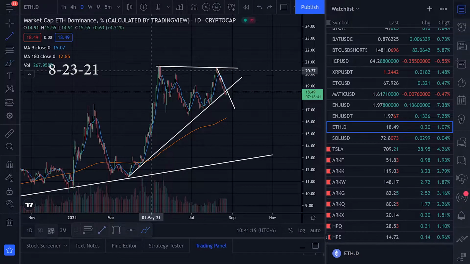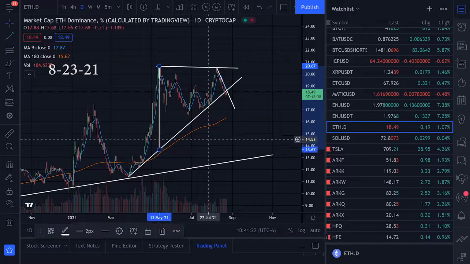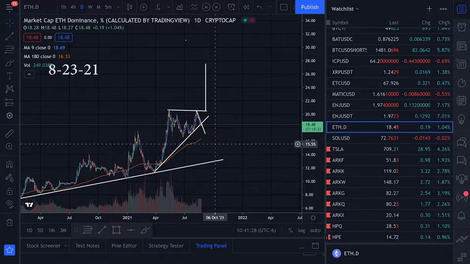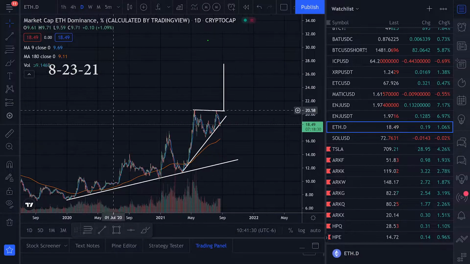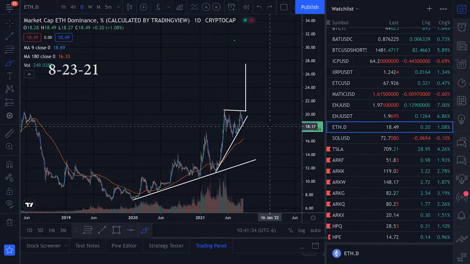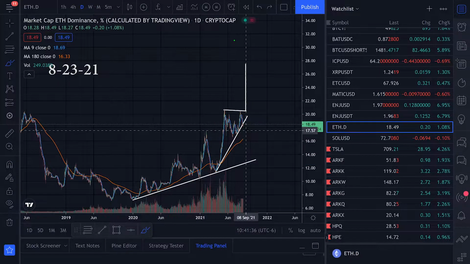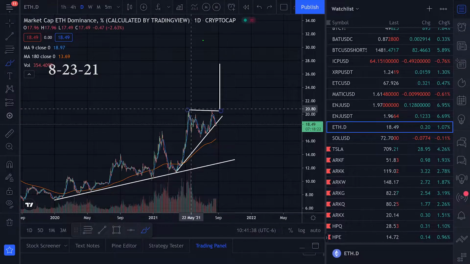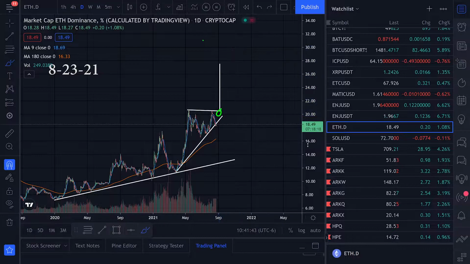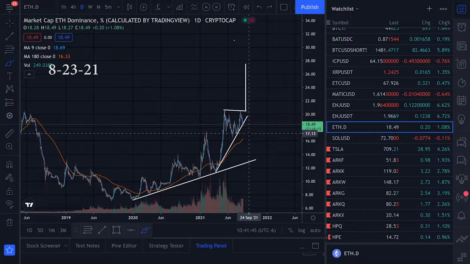And then if we did that, maybe we could target from the top to the bottom of this, if we broke to the upside. And if we broke to the downside, I would be looking at support on this trend line right here. This is the dominance chart, so I don't know. I kind of just like looking at it to see if we start breaking this trend line right here, then that's dominant for Ethereum. So yeah, let me know what you guys think.